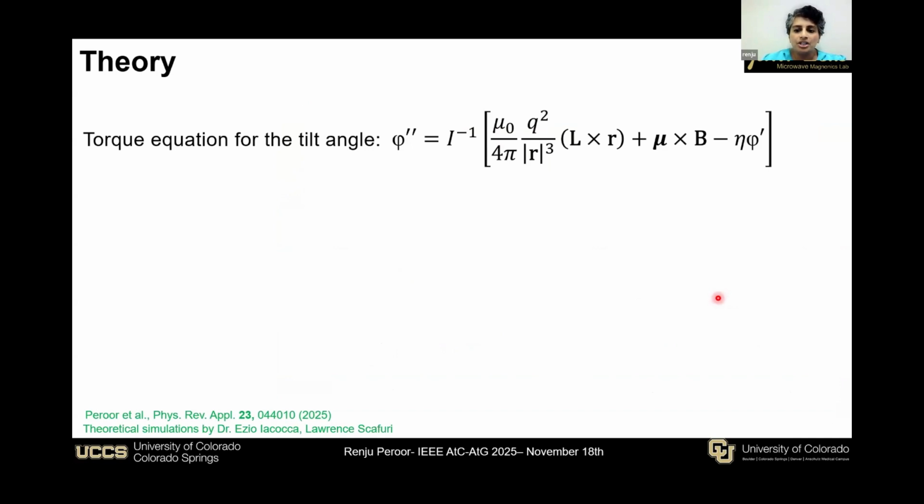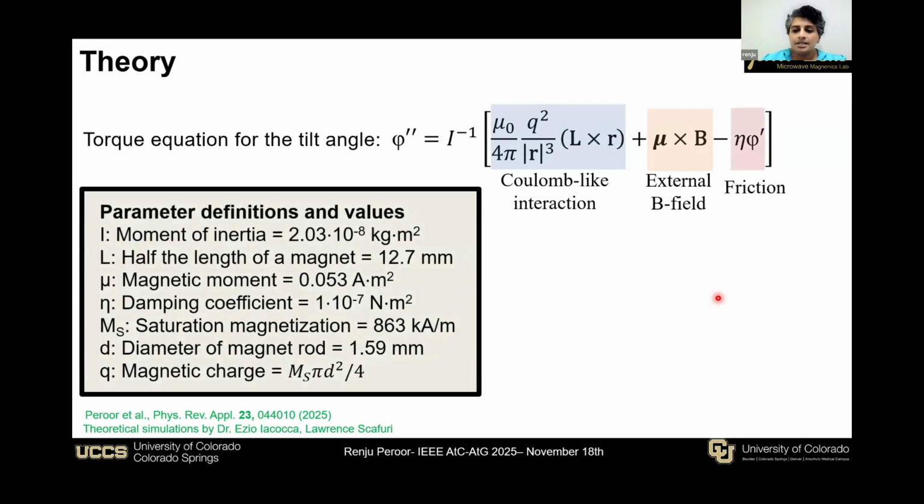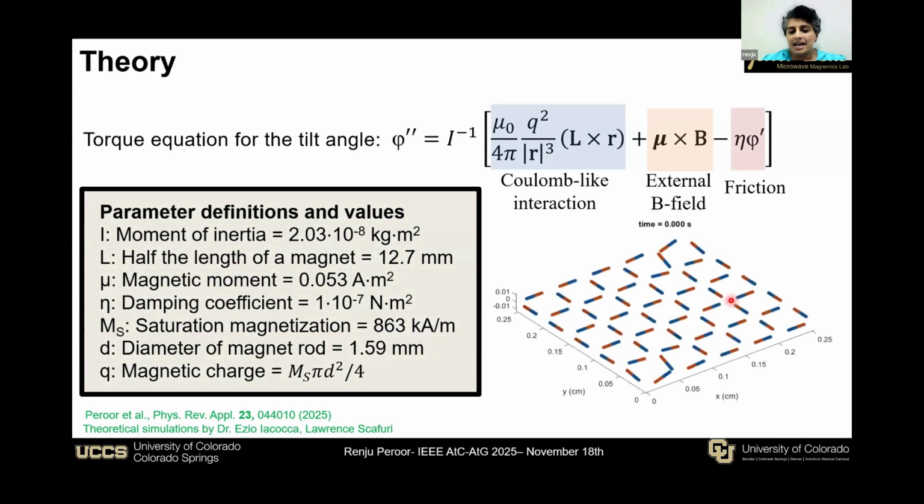We used a torque equation balancing the Coulomb-like interactions between the magnetic charges at the tip of the magnetic rods. There is, of course, our applied dynamic magnetic field. And damping is also included, which is mainly the friction. All the parameters of the simulations are taken from the experiment. Using these parameters and values, we created a simulation model, as shown here. And when it is driven at higher amplitude, it behaves like a Dutch windmill.